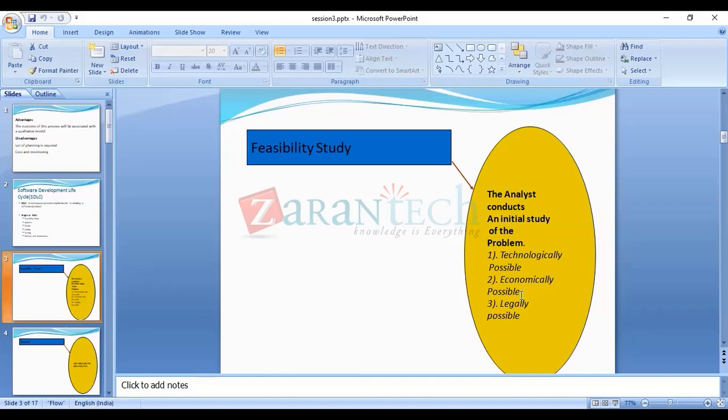With respect to economy, in the sense that you are committed to give 50 lakhs, but she is expecting 1 crore worth of requirements. Is this possible? I'm asking you a question. You are giving me 50 lakhs, and you're expecting 1 crore worth. Is this possible?